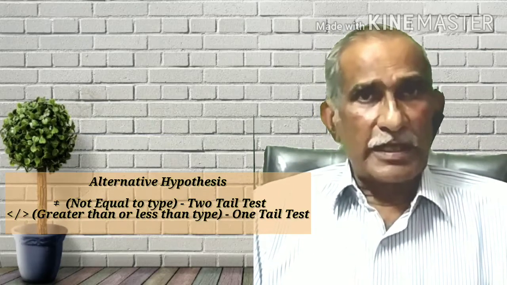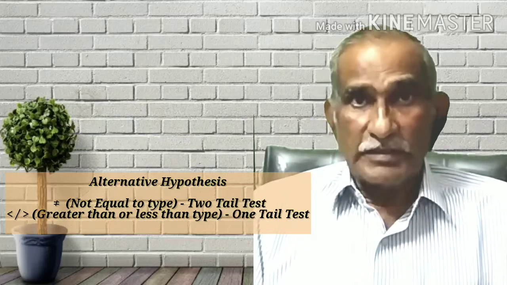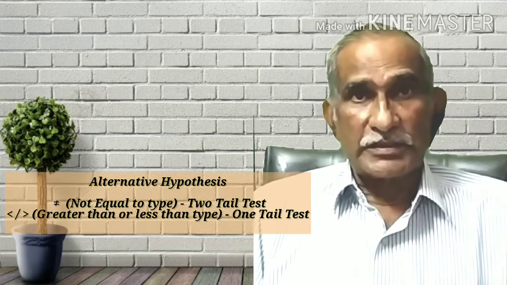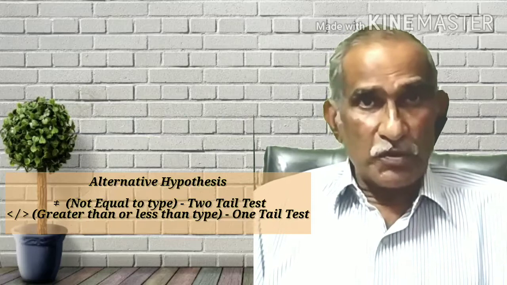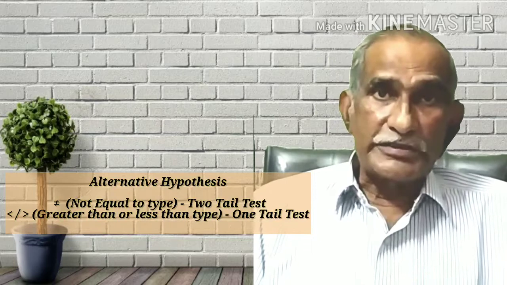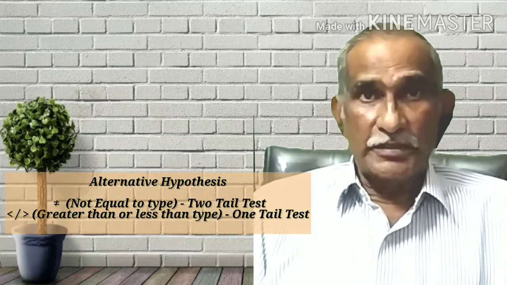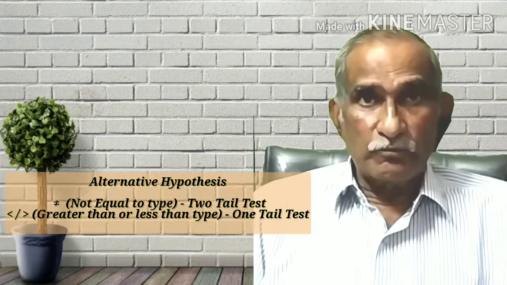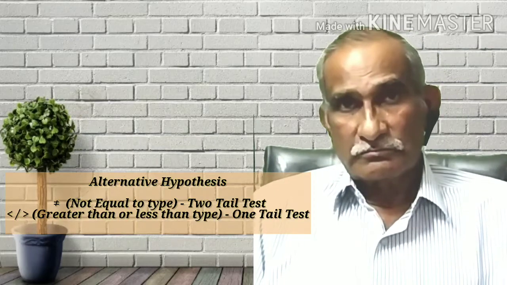So whenever we test a hypothesis, in the beginning, before applying the test, because we do not know whether our null hypothesis is going to be accepted or rejected, we would frame two hypotheses. Null hypothesis, which we would test, and alternative hypothesis, which we would accept if the null hypothesis is rejected.